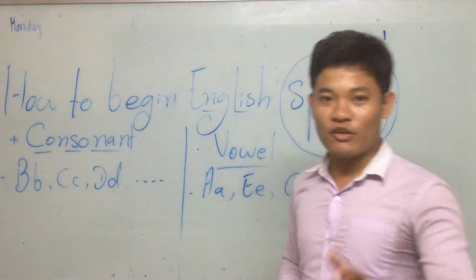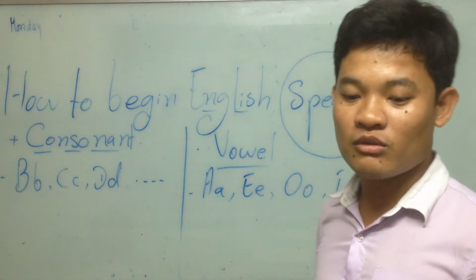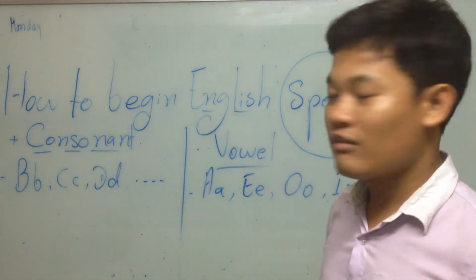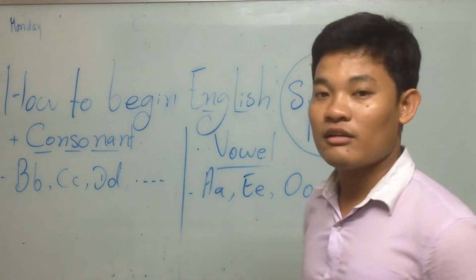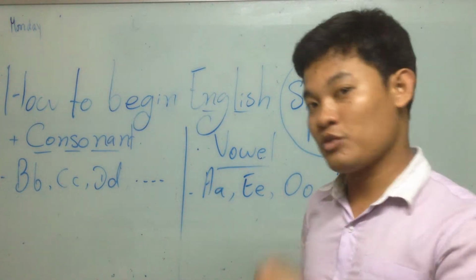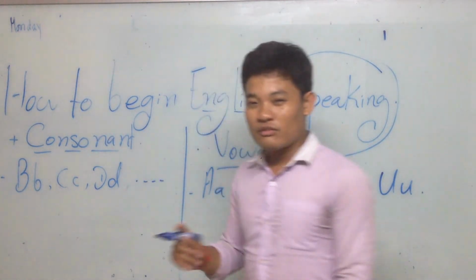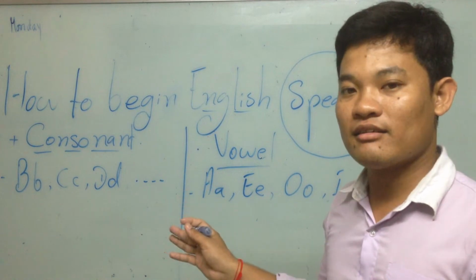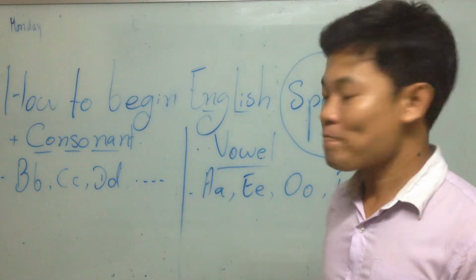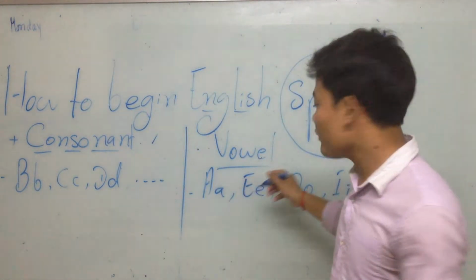So the first point that I'm going to show you is what you need to know about the way we begin to speak the English language. Let's look at that. First, we have to know two main points in English. The first refers to the consonant, and the second is the vowel.